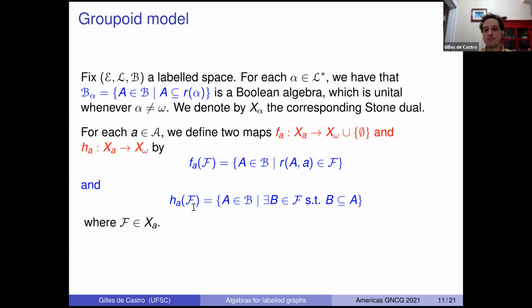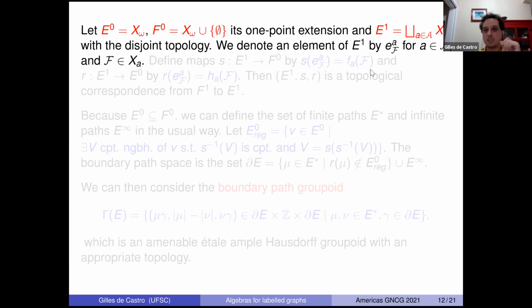And we have another way of building an ultrafilter here, because this is an ideal inside B. We can take the upper set of this ideal, or in other words, we take everything that's above an element of the filter, and then again it's going to give us an ultrafilter in the family B. And with these two maps, we're going to build a topological graph, or more exactly a topological correspondence. The idea is that for each letter we have these two maps, and we take the disjoint union. So the edges for our topological graph is going to be the disjoint union of these sets X_A.